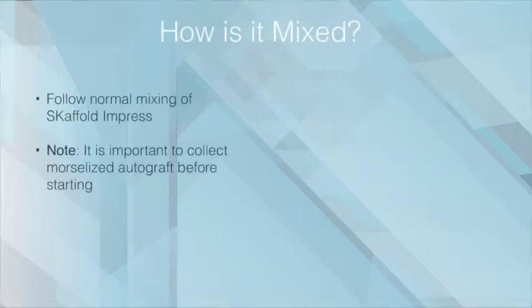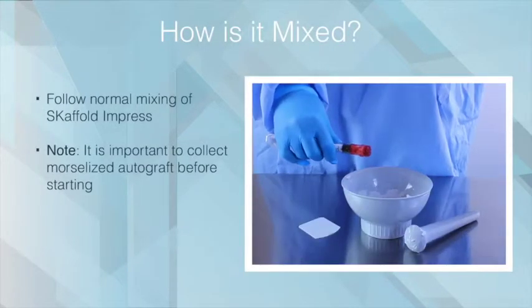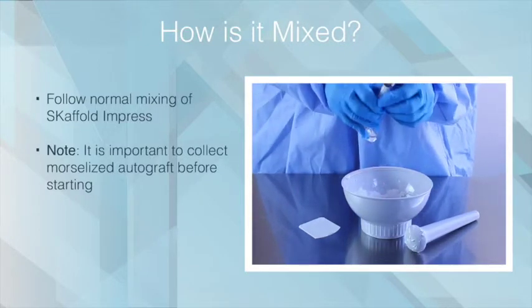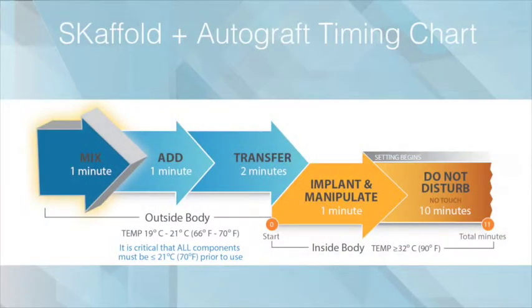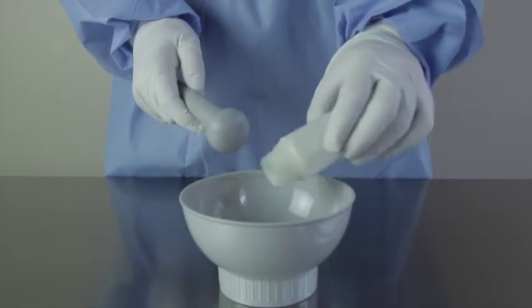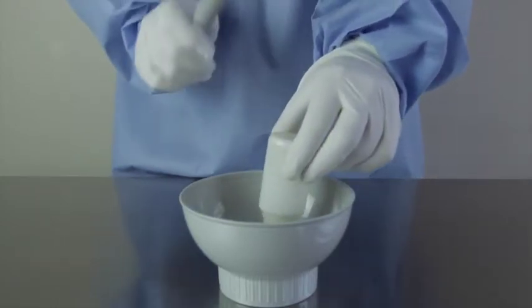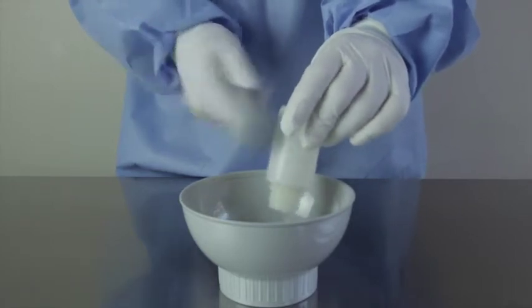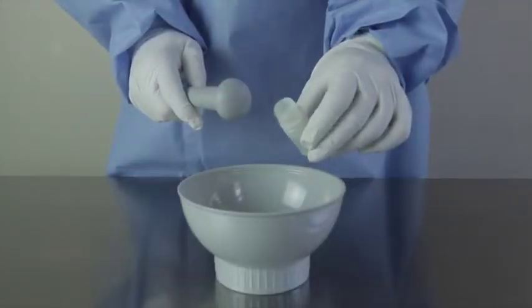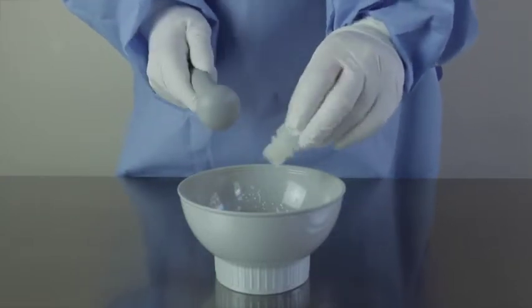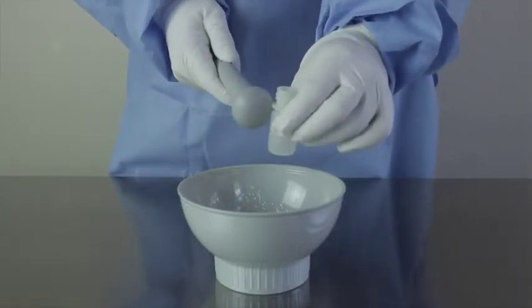Now we'll explain the process for adding autograft to SKaffold Impress. Note, it is important to collect morselized autograft before starting this process. You will mix the product for 1 minute. At this time, take the powder vial, remove the cap, and empty all the contents into the bowl. Please tap with the pestle to ensure all contents have been removed. Step 2. Remove the cap from the liquid vial and pour those contents into the bowl. Again, tap with the pestle to ensure all the liquid has been removed.